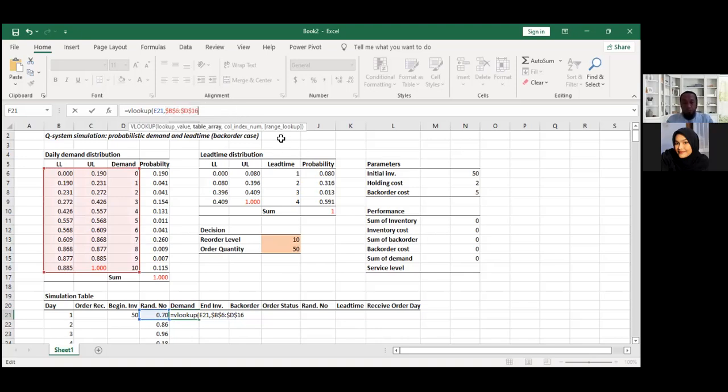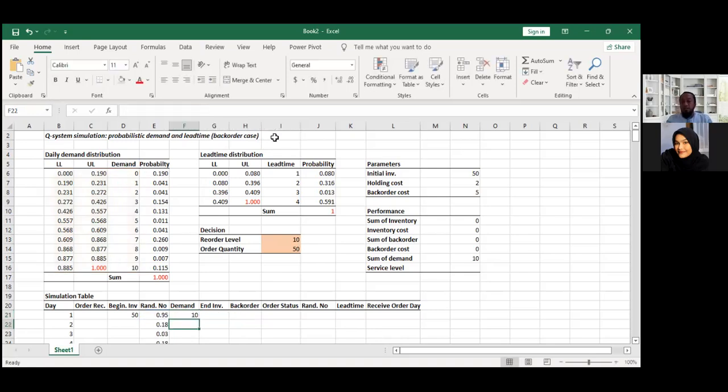And then after that, the column index. Column index means which column we want to take the data from. Since demand is in the third column of this array, I type 3, then I press enter.